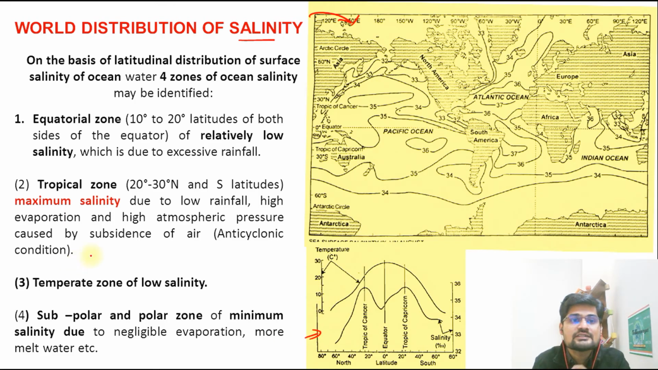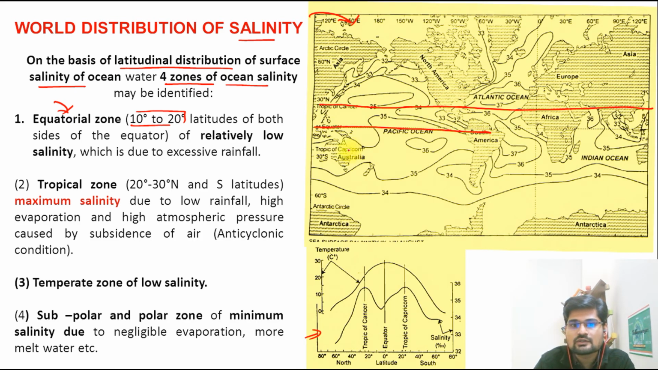Remember, there are 4 distinct zones, on the basis of latitudes. So latitudinal distribution of salinity can be done on the basis of these 4 zones. First is called the equatorial zone, which is 10 to 20 degree latitude on north and south of the equator. This is close to the equator, right?